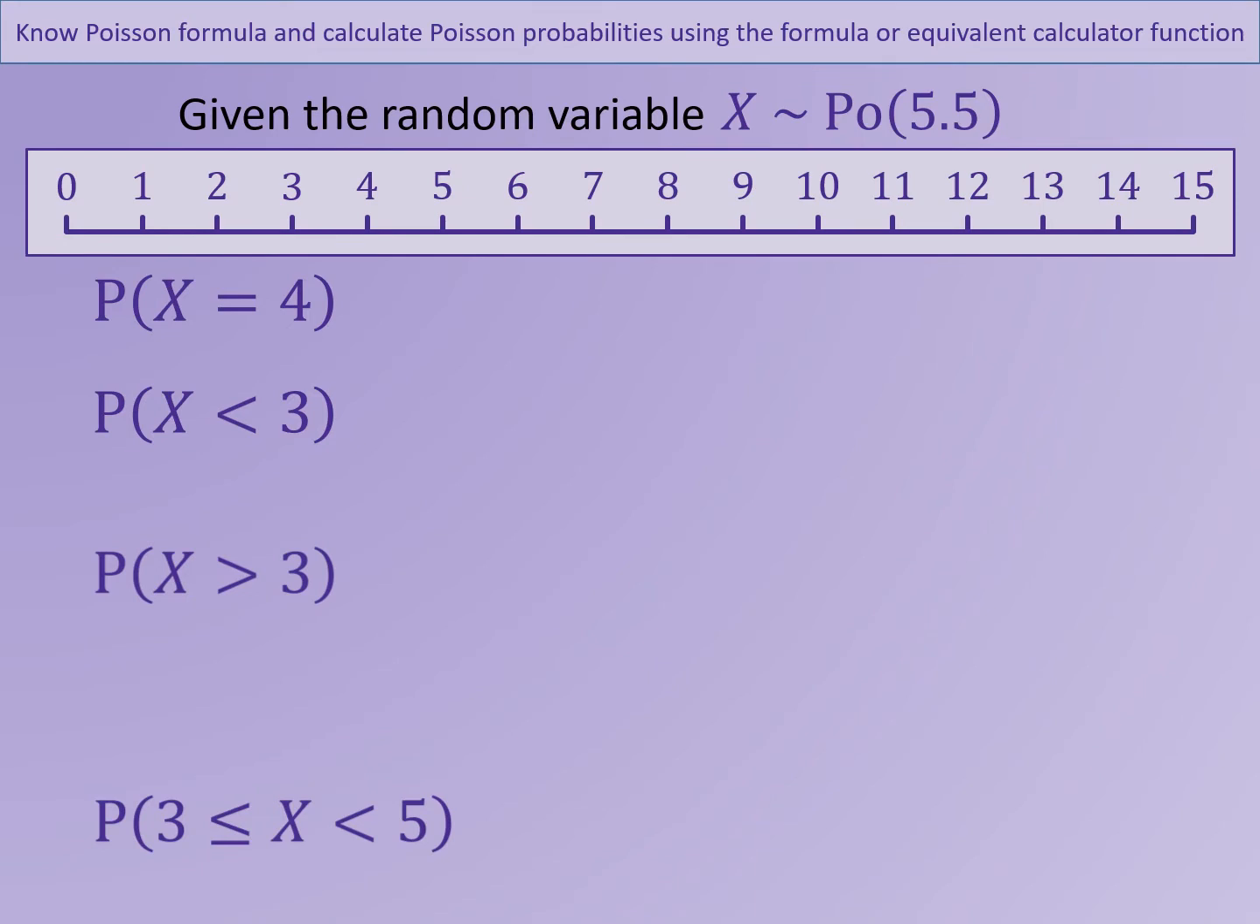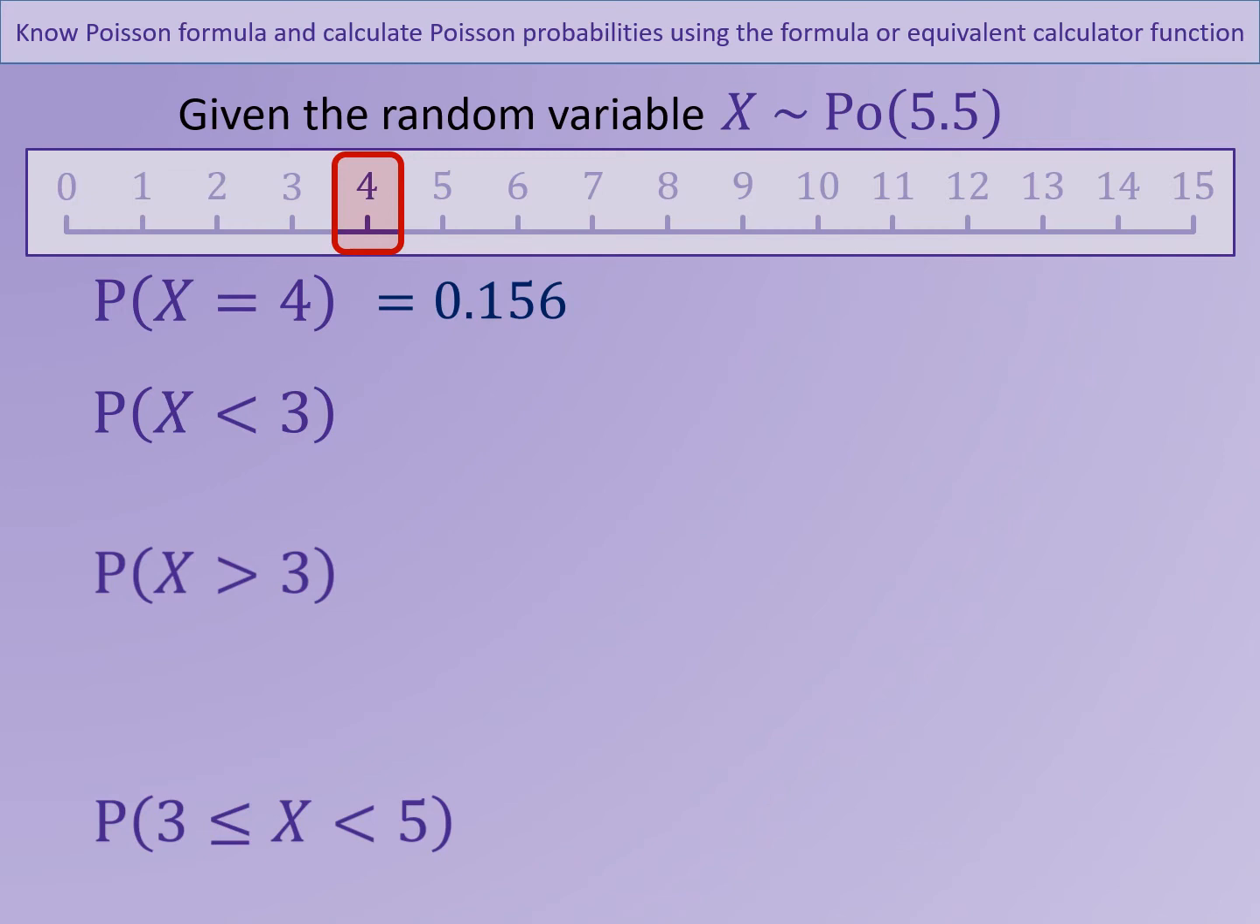So for question 1, we are calculating the probability that x equals 4 in a Poisson distribution with a rate of 5.5. So using the formula, we can substitute lambda equals 5.5, x equals 4. This gives us a probability of 0.156.